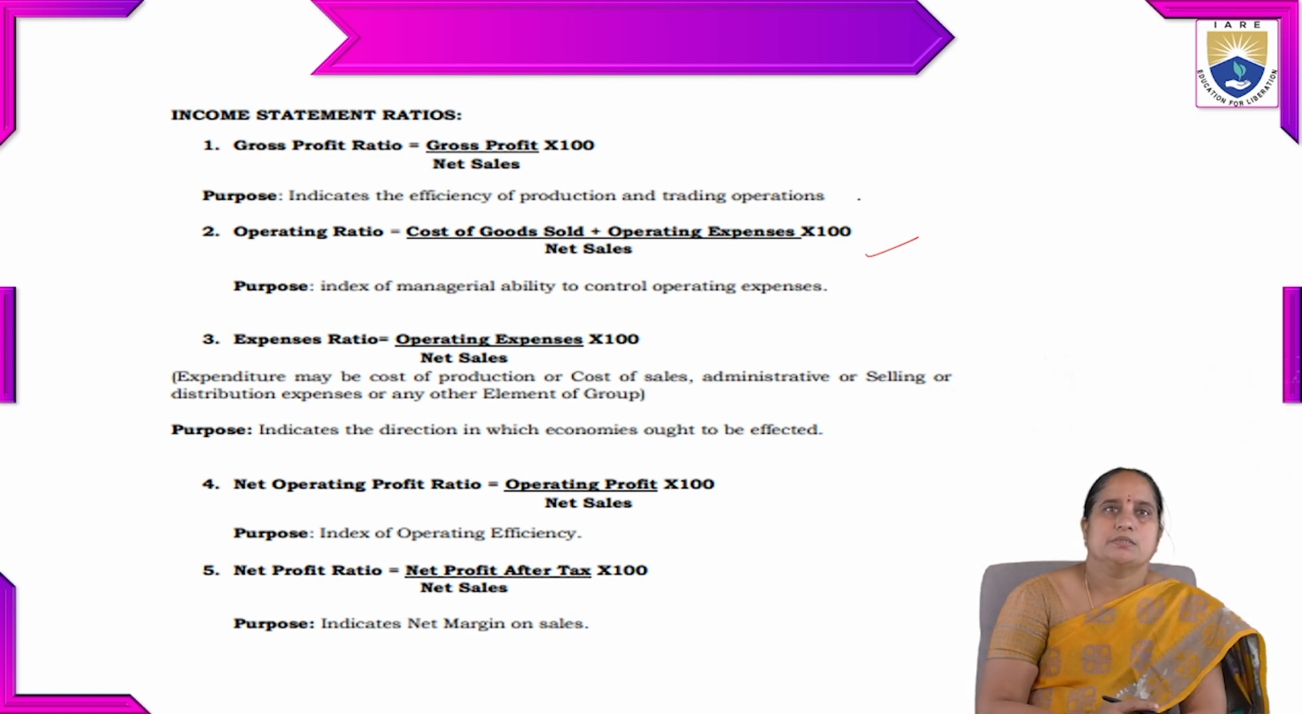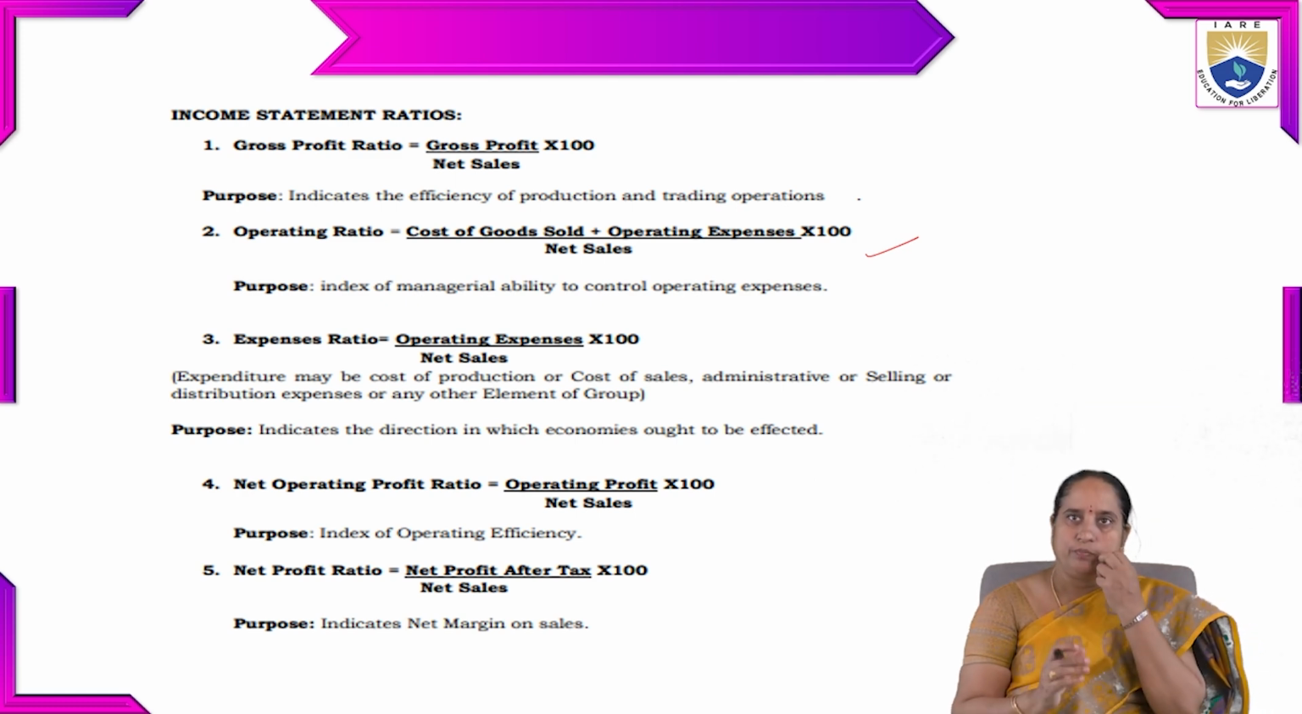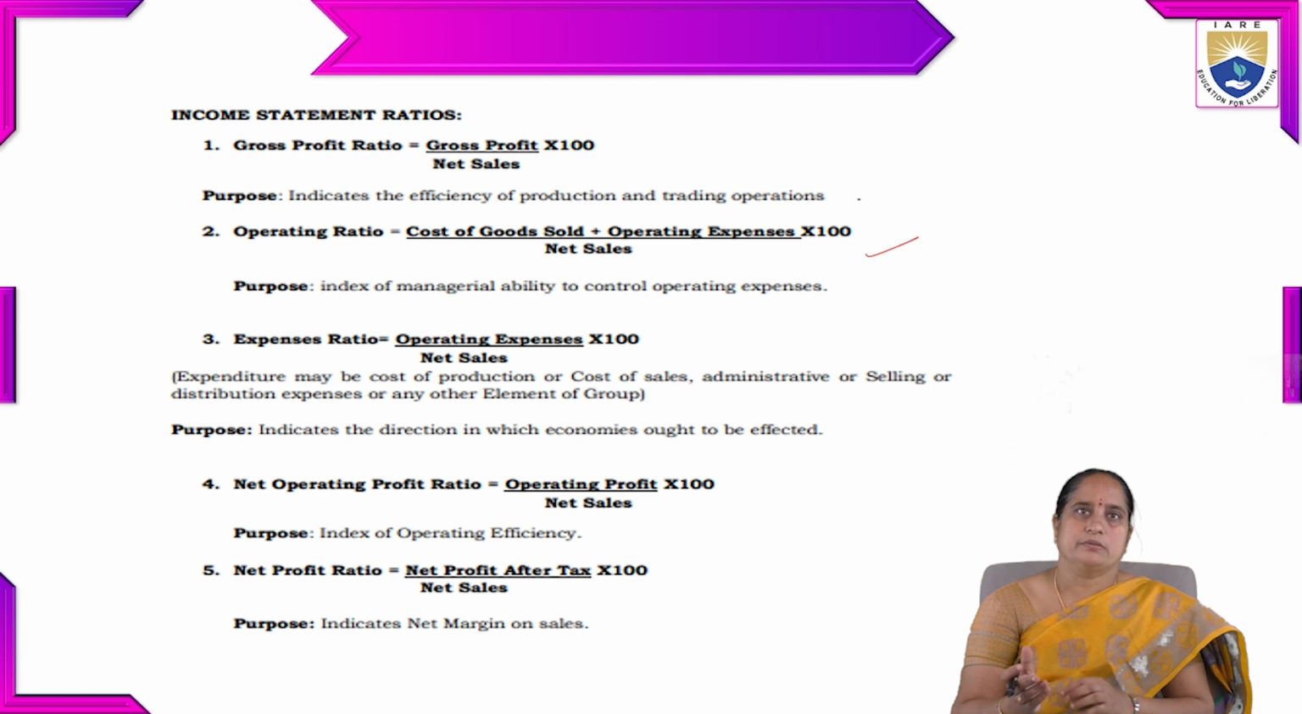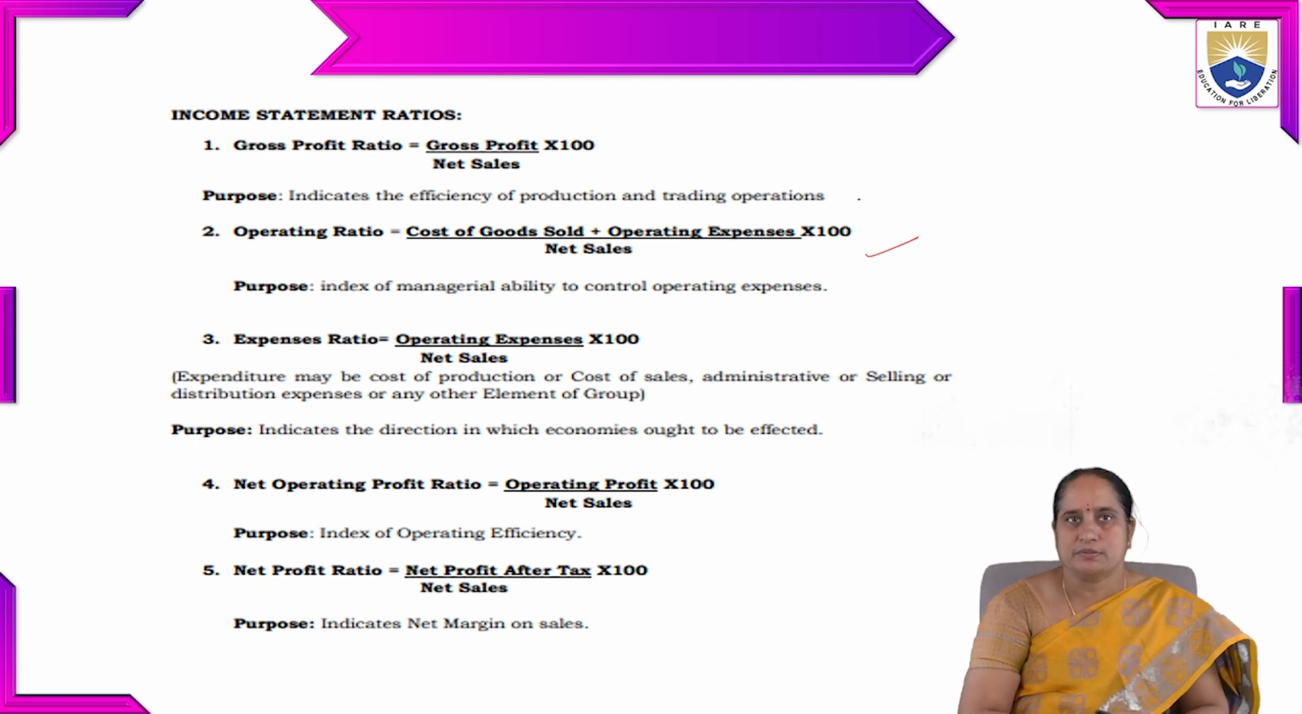And third one is expenses ratio, which is equal to operating expenses divided by net sales into 100. Expenditure may be cost of production or cost of sales, administrative, selling or distribution expenses, or any other element of cost. So this indicates the direction in which economies ought to be effected, whether they may have a favorable effect or adverse effect, that can be derived with the help of the expenses ratio.